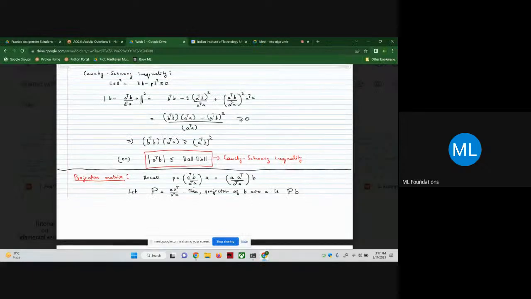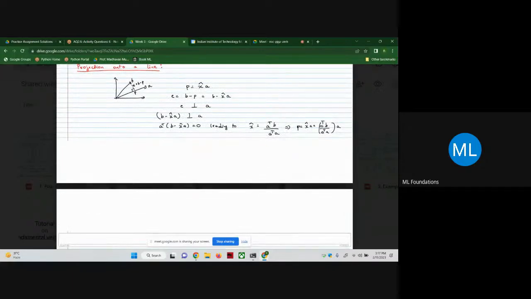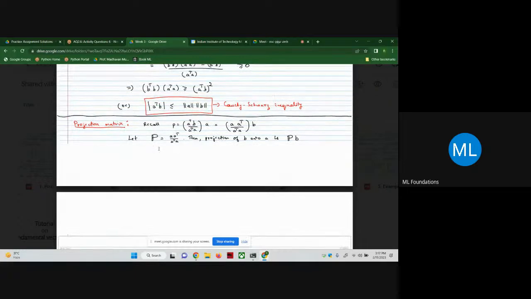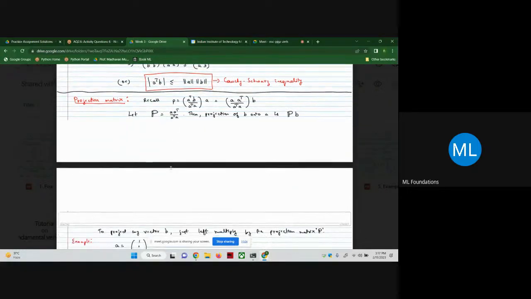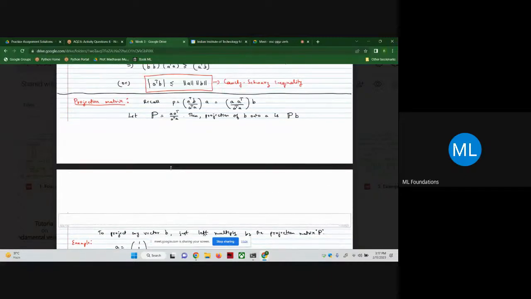So this projected vector, which you got as a transpose b by a transpose a multiplied by a, if you rewrite it, what you get is a a transpose by a transpose a multiplied by b. This a a transpose by a transpose a is called the projection matrix. This P is called the projection matrix of a. So if you want to get the projection of any vector onto a, all you need to do is multiply the projection matrix by that particular vector b.